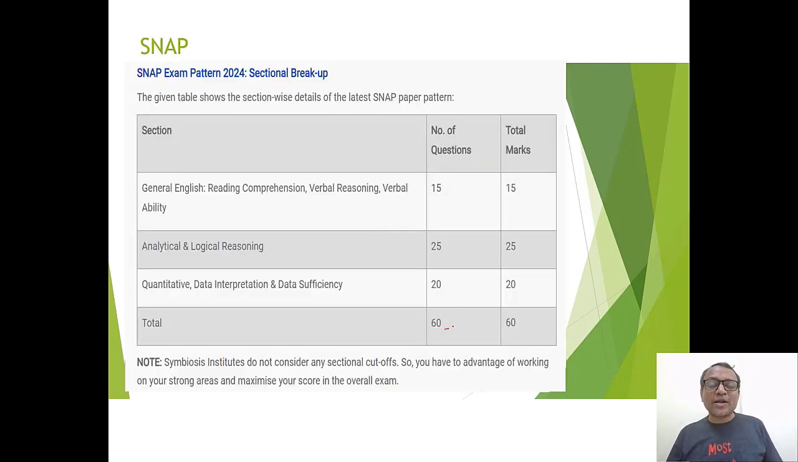SNAP is a speed-based test, just a 1 hour test with 60 questions. There is no sectional time limit, so you can move from one section to the next. There are 3 attempts, and the best of your scores will be considered. There are 15 questions in English, 25 in logic, and 20 in quant.